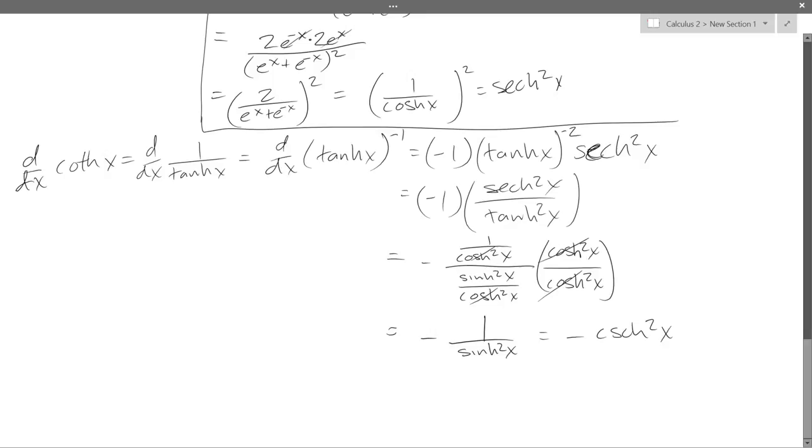So we avoided any e to the x's. So we basically got some calculus practice instead of more algebra practice. It's important to switch it up. Switch up your workout routine. Keep the mind guessing.